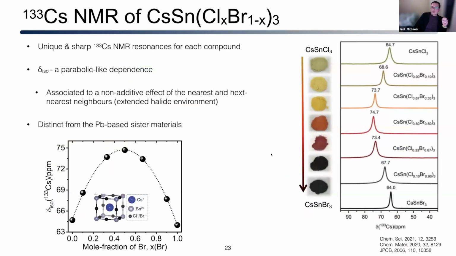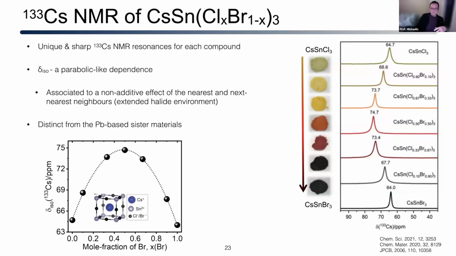Now, in terms of the cesium NMR, what we have here is kind of a unique behavior: you don't really see much influence in terms of the different halogen environments. Although we're changing the chemical compositions from a chlorine-rich phase to a bromine-rich phase, you just see this slight oscillation or parabolic shift here that goes back from the beginning. And this is just due to the fact that there's this non-additive effect of nearest to next neighbors.